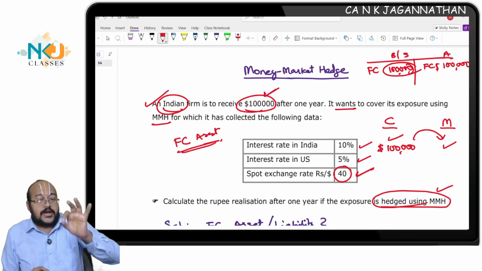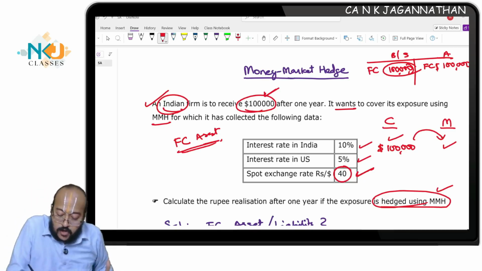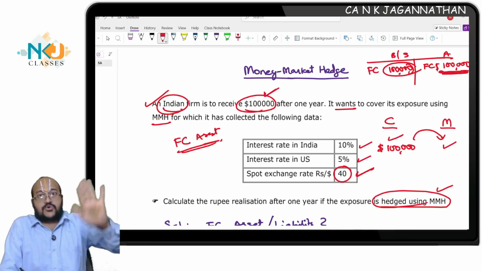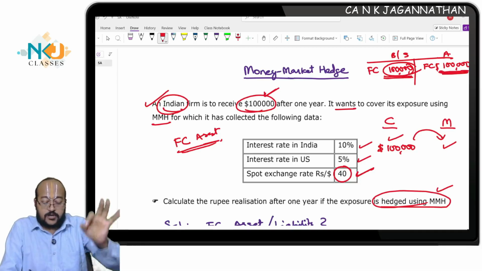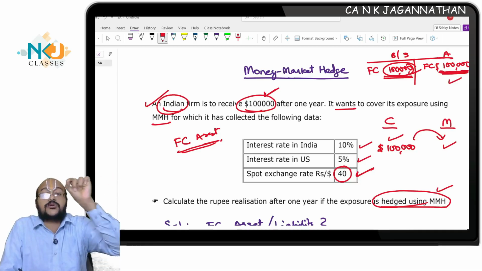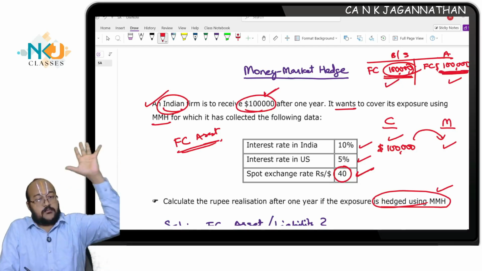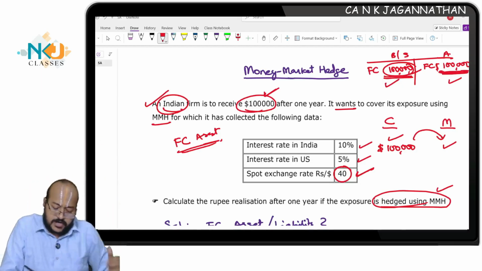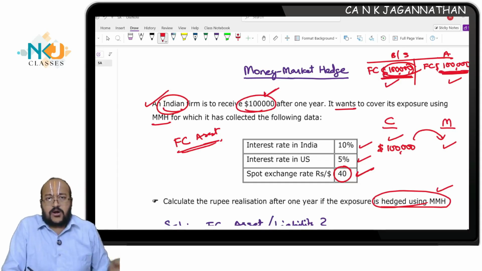To create this foreign currency liability, it should be in such a way that it offsets your position on the maturity date, which means today you should borrow. Are you all understanding? You have a foreign currency asset, so you need to create a foreign currency liability, which means borrow in America, borrow in US dollars. This is the strategy I need to apply for the money market hedge. Borrow $1 lakh? Not 1 lakh. I'll tell you what you should do.